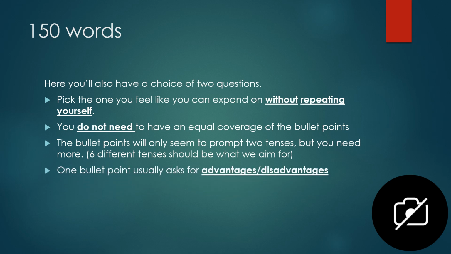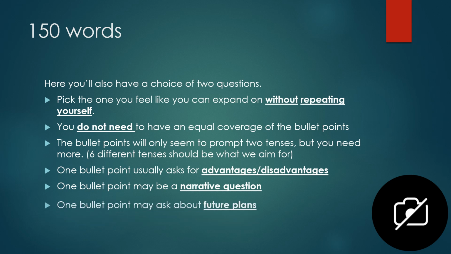One bullet point usually asks for advantages and disadvantages. It doesn't always, but usually every year there's one that asks for advantages and disadvantages. One bullet point may be a narrative question asking about a day that you had in the past, and one bullet point may ask about future plans. There are other types of bullet points, but there's no general defining feature of them. So I'm trying to do a bit of a catch-all for the most frequent ones to give you an idea of how to answer.